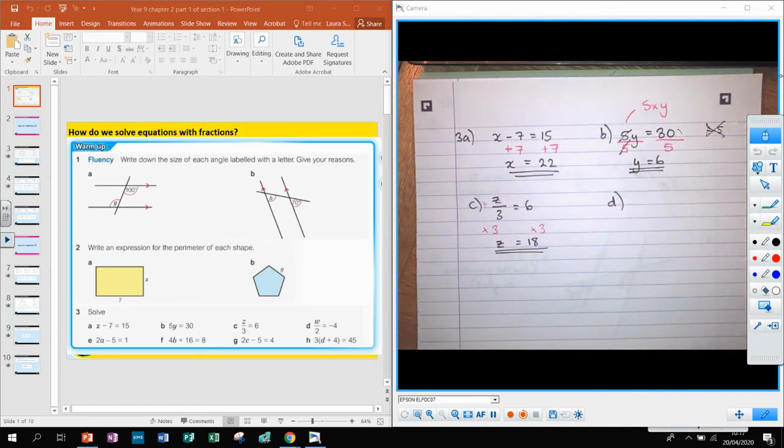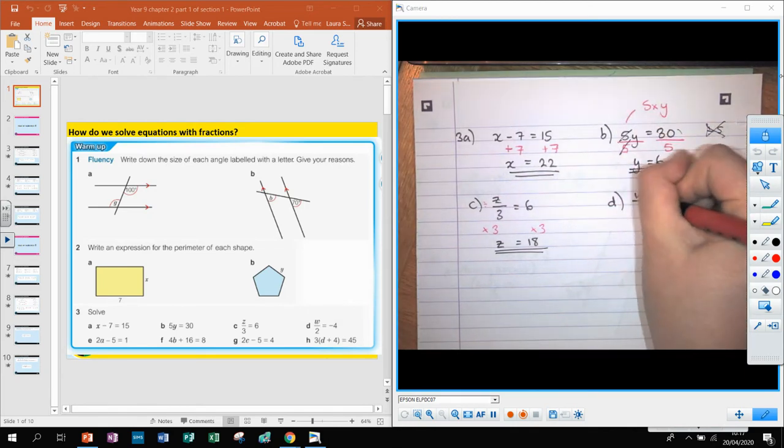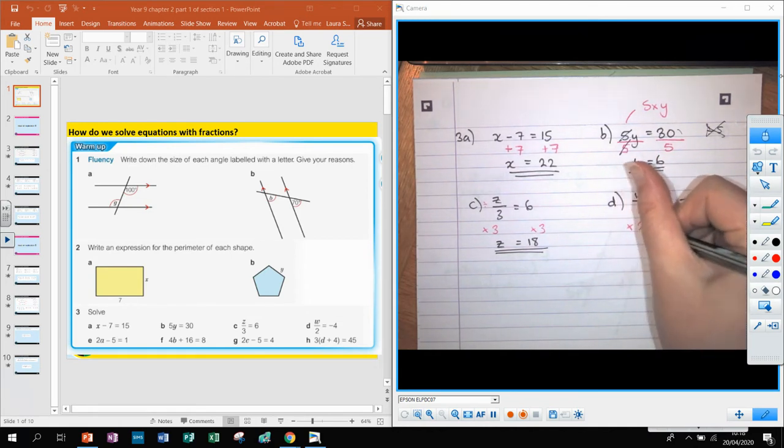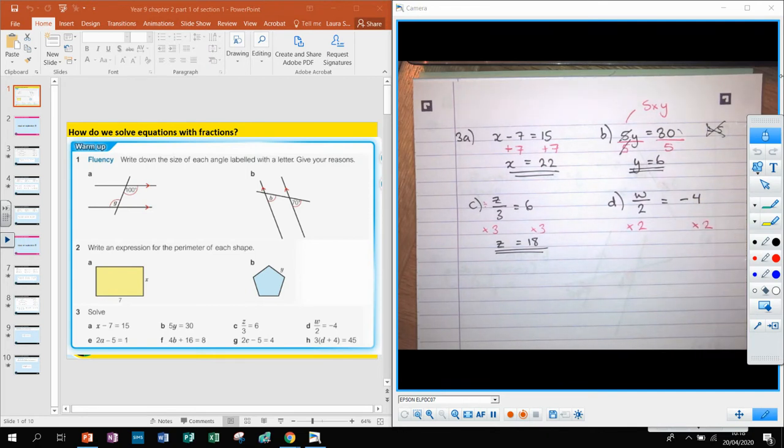For part D, we have w over 2 equals negative 4. Okay, so again, the opposite of division is to multiply times 2, and we get w is equal to negative 4 times 2, which is negative 8. Please keep track of your negatives.